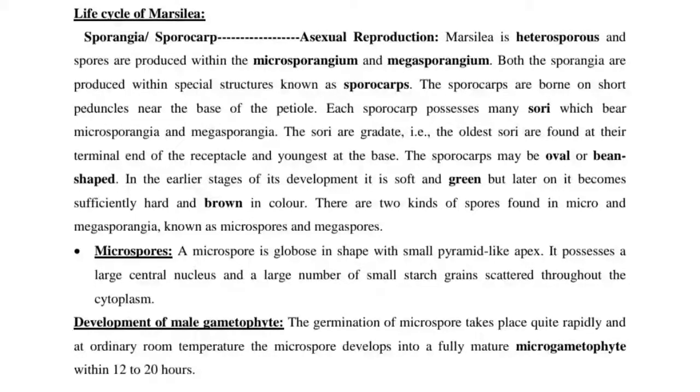Microspores. A microspore is globose in shape with a small pyramid-like apex. It possesses a large central nucleus and a large number of small starch grains scattered throughout the cytoplasm. Development of male gametophyte. The germination of the microspore takes place quite rapidly, and at ordinary room temperature the microspore develops into a fully mature microgametophyte within 12 to 20 hours.